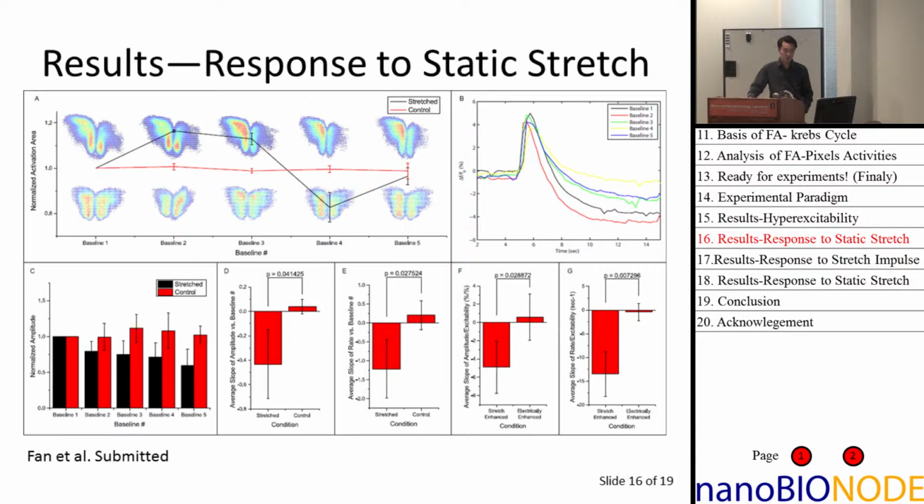B is just a map to show that initially, the flavoprotein autofluorescence, which we usually call FA, response is very similar. But as it goes to higher and higher stretching manipulations, this amplitude will actually go down. This is what the plot here is showing. Black is again the stretch enhanced group. Control remains relatively stable.